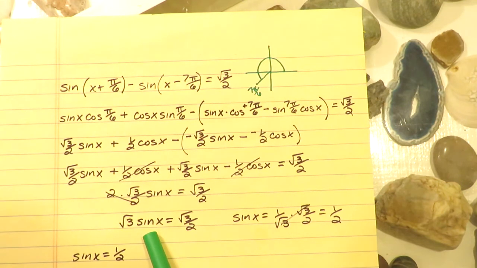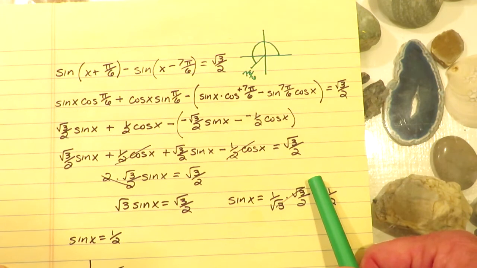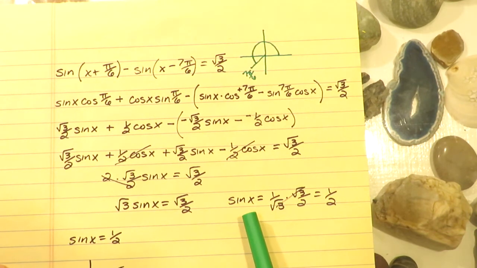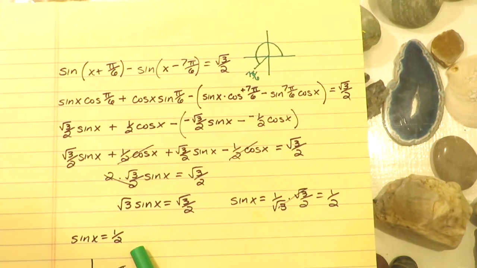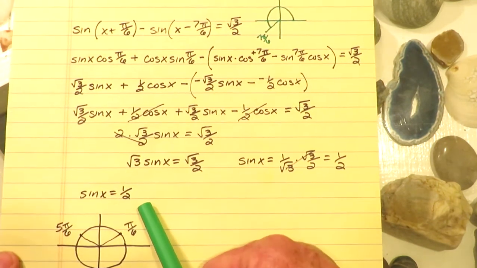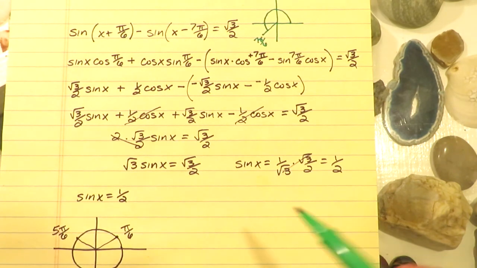To get sine by itself, I'm going to divide by the square root of 3. And whatever I do to one side, I do the same thing to the other side. So I divided by the square root of 3, and I divide this side also by the square root of 3. Notice the square root of 3 in the denominator cancels the square root of 3 in the numerator, and I get sine of x equals 1/2. Well, again, 1/2 is one of our nice angles. I certainly don't need my calculator to do inverse sine on that.